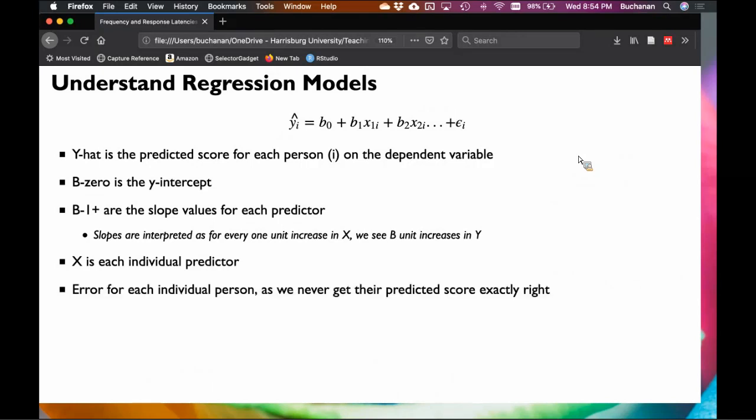And then E, or epsilon, is the error for each individual word because we never get the predicted score exactly right. Okay, so these are the residuals. And it's essentially the Y score for that person, the actual score, minus their predicted score. So we want to minimize that error and get as close to their predicted score as possible.